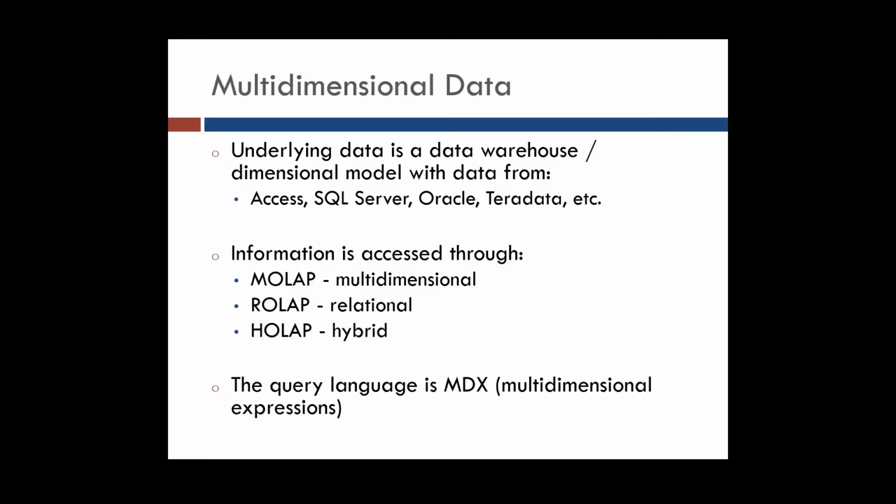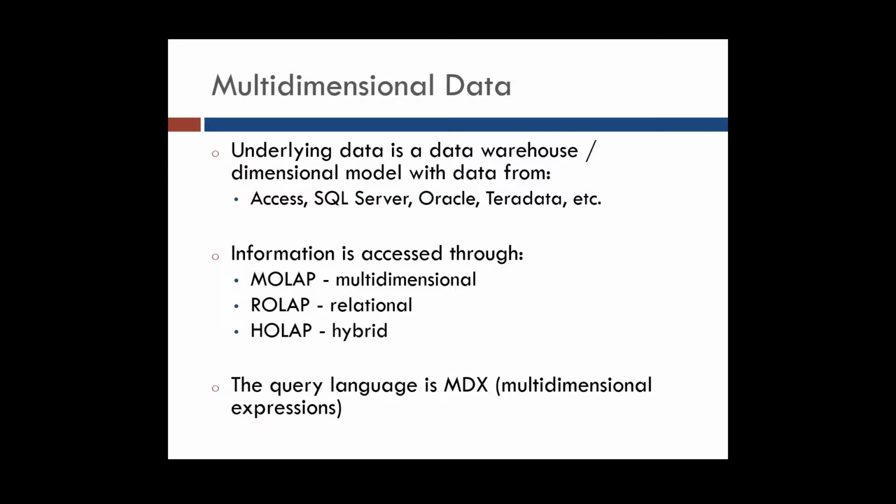ROLAP, on the other hand, is going to actually use Analysis Services as a pass-through mechanism, where the client tool or the end user will hit that database, and then the Analysis Services database will convert the request and reach into the underlying data source, get the information it needs, and then pass it back.